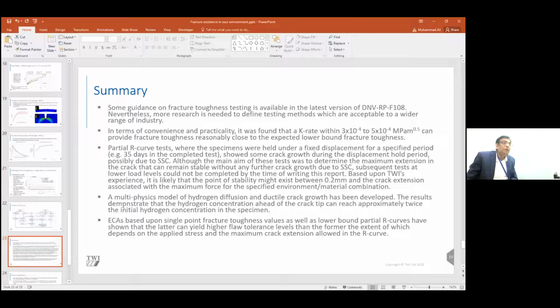Using finite element modeling technique, a multi-physics model of hydrogen diffusion and ductile crack growth has been developed through this test program. The results demonstrate that the hydrogen concentration ahead of the crack tip can reach approximately twice the initial hydrogen concentration in the specimen. Similarly, ECA based upon single point fracture toughness values as well as lower bound partial R curves has shown that the latter can yield higher flaw tolerance levels than the former, the extent of which depends on the applied stress and the maximum crack extension in the R test.